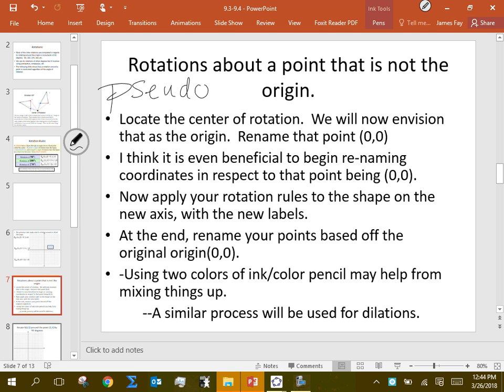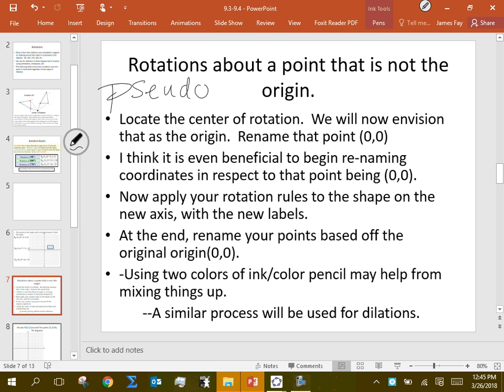Once we do that, we're going to rename our coordinates based off of that fake origin. So we're going to go back to that being 0, 0, and we'll rename all the points in our problem based off that. Okay. So what that does is now it's going to allow us to rotate around an origin. It's going to allow us to use our 3 rules of rotation that we know. Okay. We'll rotate. We'll apply the rule. We'll get an ordered pair that is based off of that fake origin.